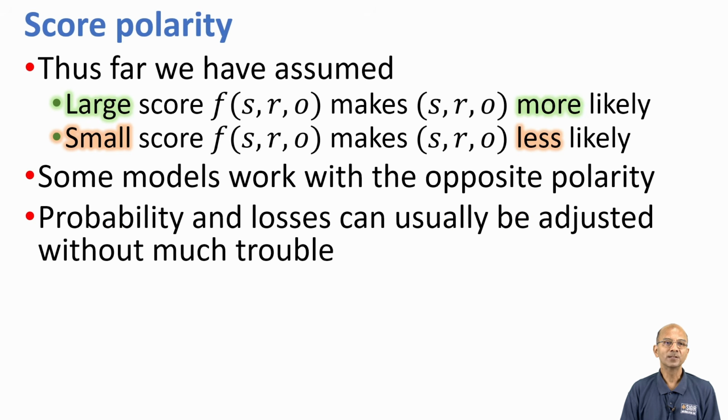So far, we have assumed that a large score f makes the triple SRO more likely, and a small score makes it less likely. Some models may work with the opposite polarity. Some models may use a notion of distance, as we shall see. In that case, a large distance f will make SRO less likely, and a small distance will make it more likely. Usually, the loss and the optimization can be adjusted without much trouble to this flipped polarity.